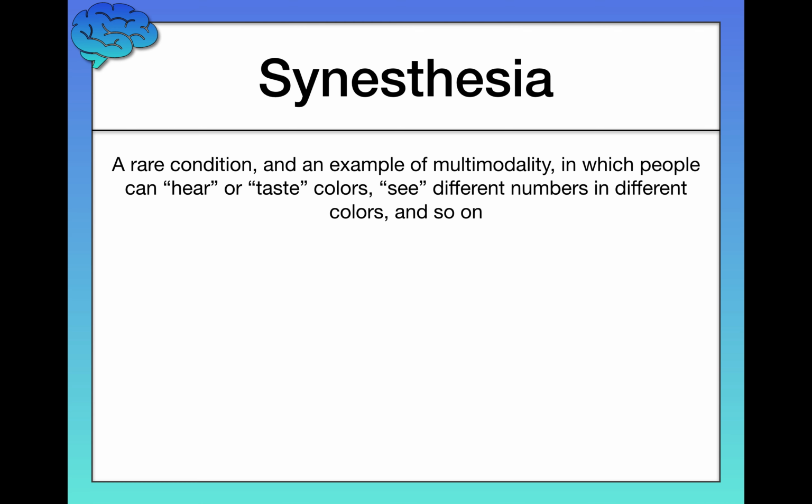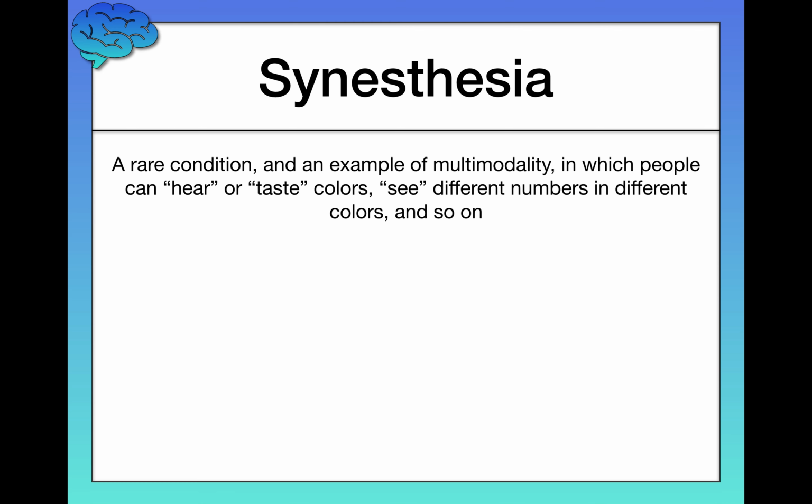Synesthesia is a rare condition in which people can hear or taste colors. They can see different numbers in different colors, and so on. There are different forms of synesthesia, but the point is it's an overlap of multiple sense modalities. So you might say to yourself, how the heck would we know that this is the case? Well, we can test it empirically. We can design experiments and studies to test this.